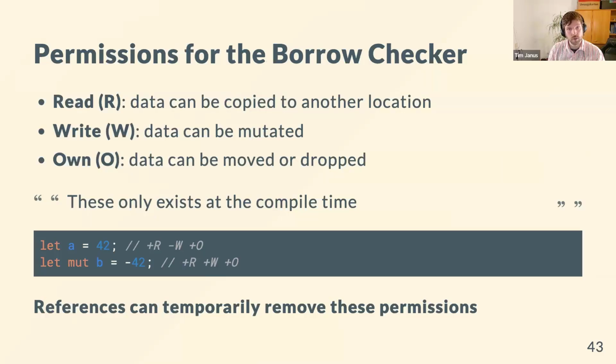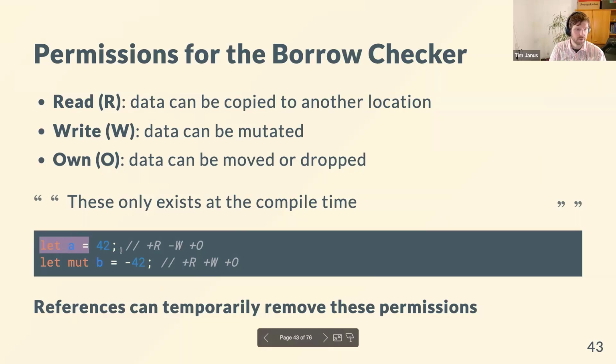Yeah, how do we really get lost a bit about the borrow checker? How could we think about what it is doing internally? There is this model of having read, write, and own permissions. Read means data can be copied to another location. Write means it can be mutated. And own means this data can be moved or dropped, that means deconstructed. These permissions are only a helper that exists at compile time. Nothing is happening at runtime.